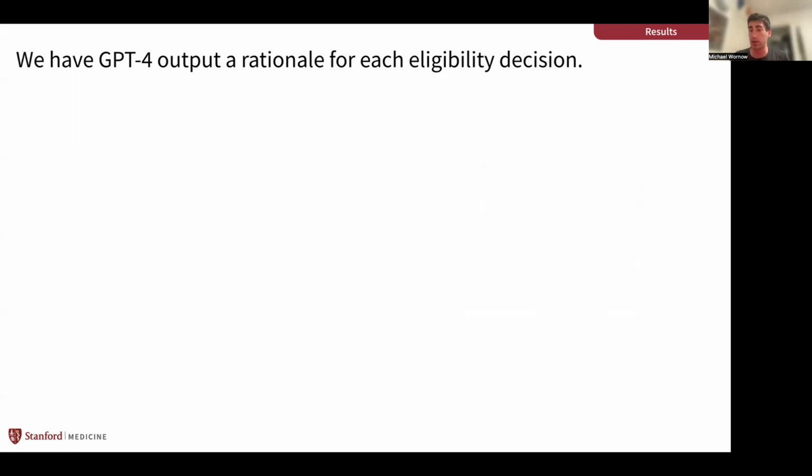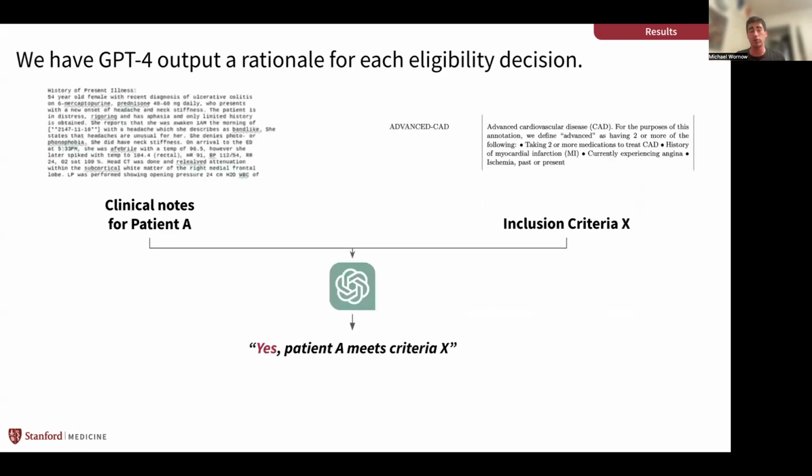And so in order to do that sort of human-AI collaboration, the model needs to be able to output something in an interpretable fashion. And so this last experiment that I'll talk about from this paper was drilling into, how can we make this process interpretable to a human? And so originally this was our task, right? We had clinical notes from a patient on the left and inclusion criteria on the right. We fed that to a model, and the model said, hey, yes, this patient meets the criteria, or no, they don't.